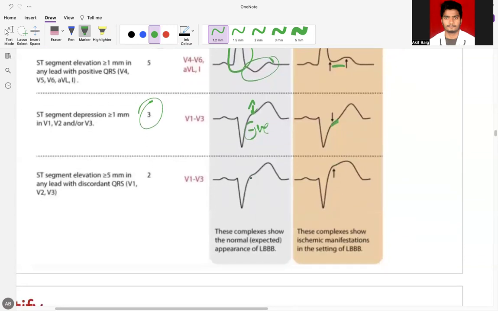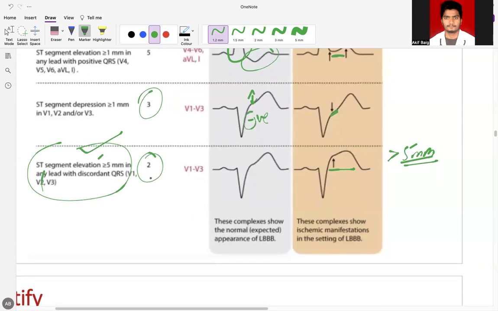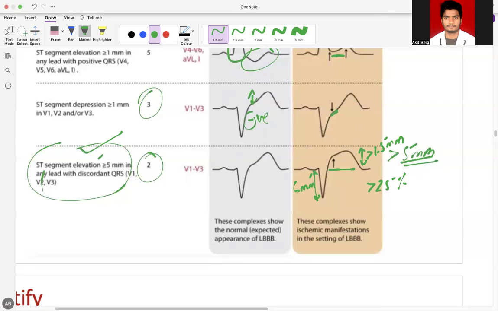Similarly, suppose the patient has discordant ST-T changes, but the ST segment is elevated by more than 5 millimeters, then it is a criterion of the Sgarbossa criteria, given 2 points. Now, in the modified Sgarbossa criteria, they have changed this 5 and said that if the elevation is more than 25% of the height, for example if this height is around 6 millimeters, and the elevation is more than 1.5 millimeters, that is more than 25% of this part, then it is labeled as positive Sgarbossa criteria.